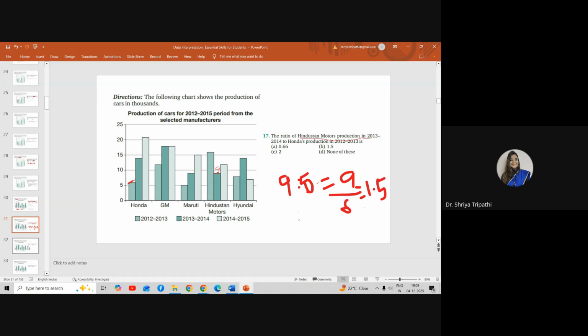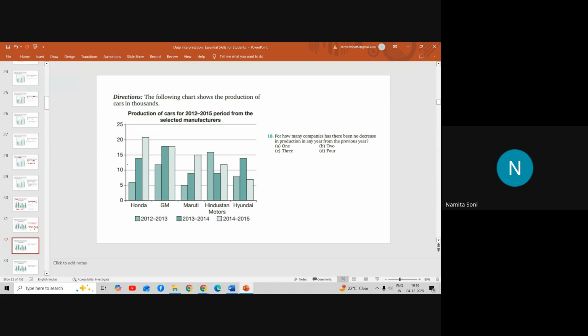Chalo, the next question you can see on the screen. How many companies has there been no decrease in production in any year from the previous year? By looking at the graph only, you can answer. How many companies are there where there is no decrease? What does decrease mean? Reduction. Reduction in production in any year from the previous one. 3 companies.